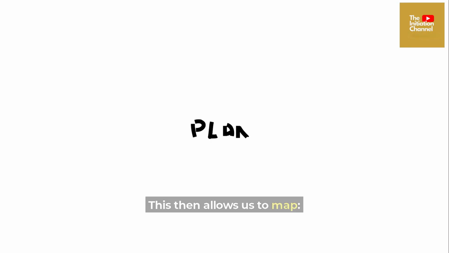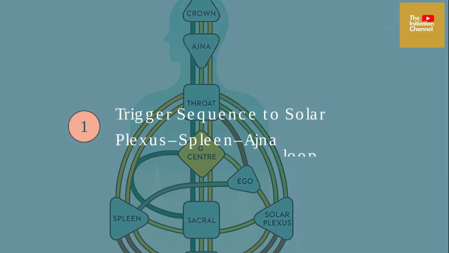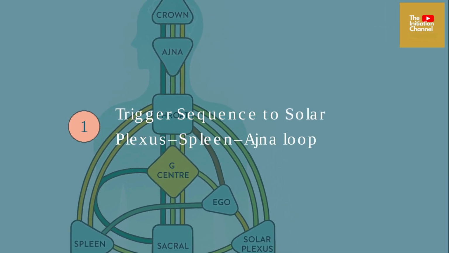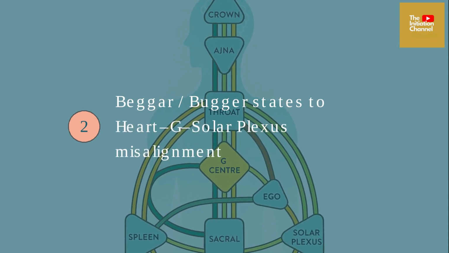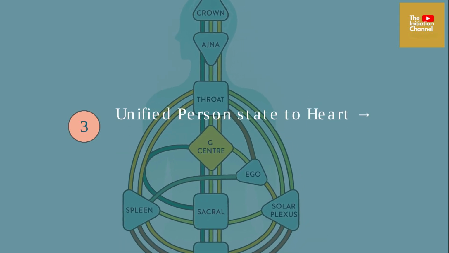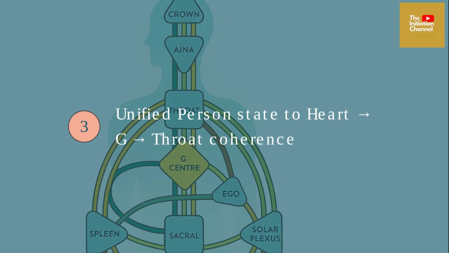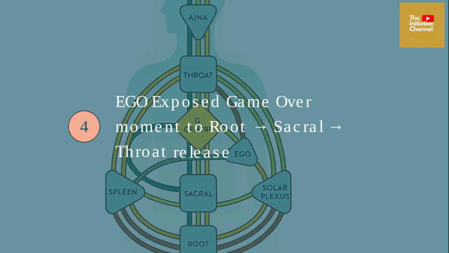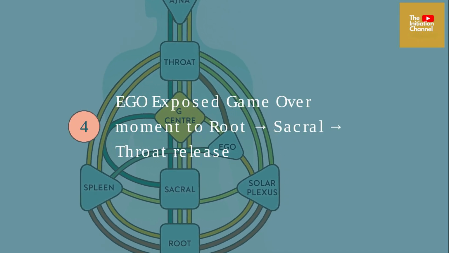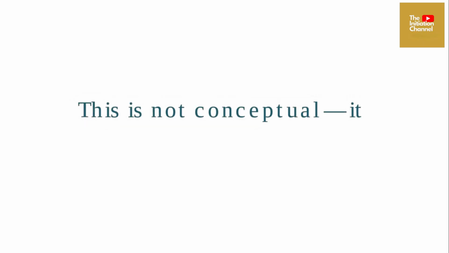This then allows us to map the trigger sequence to the solar plexus, spleen, Ajna loop. The bugger state to heart, G, solar plexus misalignment. The unified person state to heart, G, throat coherence. The ego exposed, game over moment to the root, sacral, throat release cycle. This is not conceptual, it is anatomical.